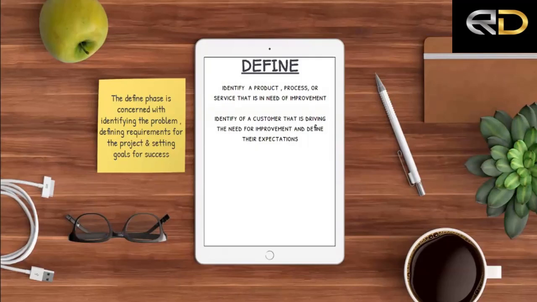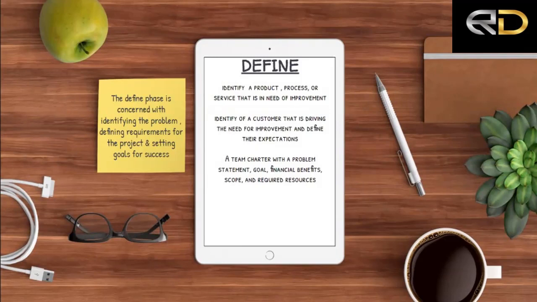At this point, as I said, I'm showing you the features and characteristics of a good Six Sigma define stage, so that when I show you how to do it, you always have a benchmark of what you need to do. And then you go to the second part of defining the problem. After identifying a product or service in need of improvement, you identify who is driving the need for improvement and what the expectations are. And then you should identify what is required to solve this problem.